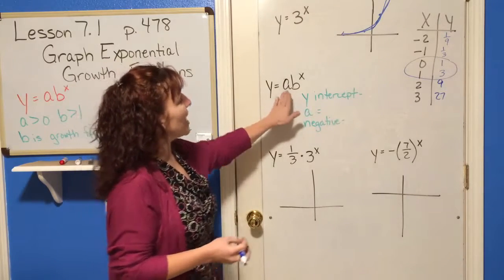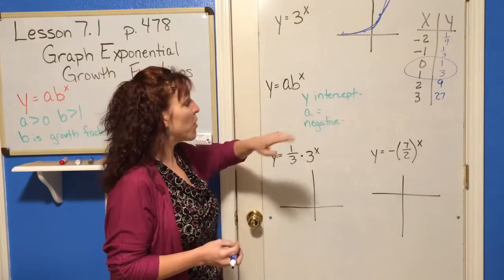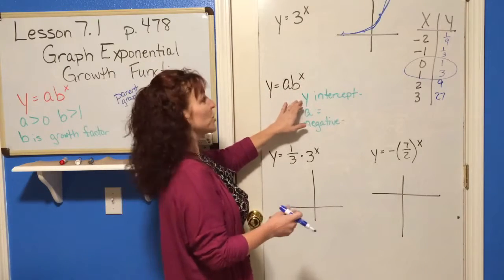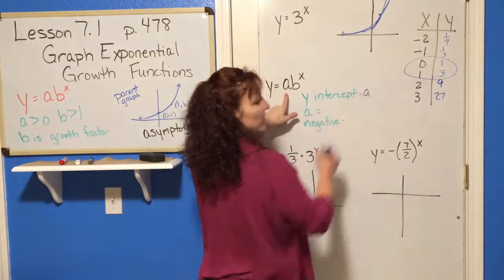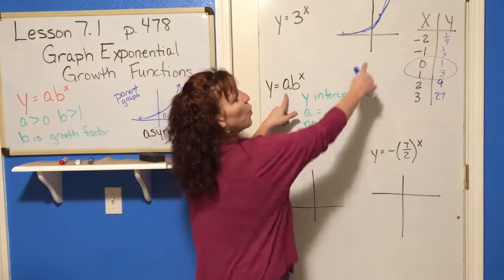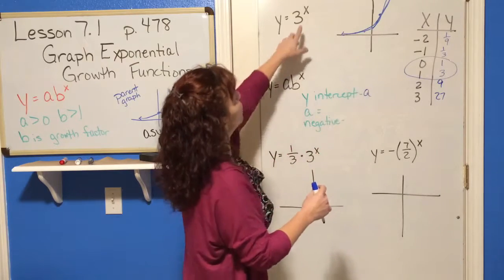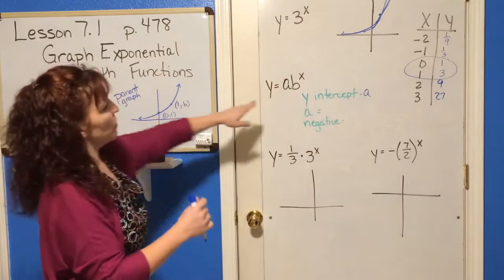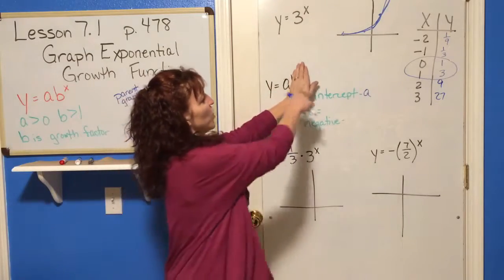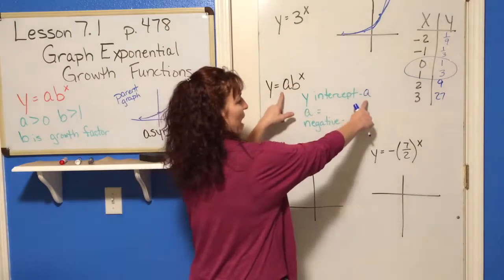Now, when we put an a in front of this and we make it y equals a b to the x power, still your y-intercept in this case is going to be your a. All right, so instead of (0, 1), you're going to have (0, a), because when you put 0 in, this is 1, then 1 times a is what you end up with. So the y-intercept is going to be your a.